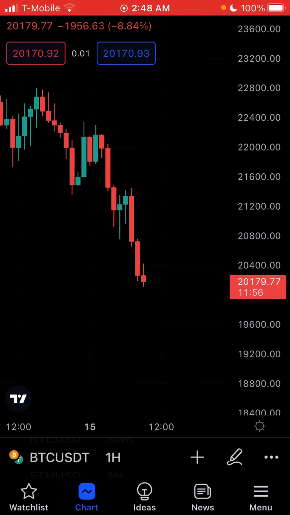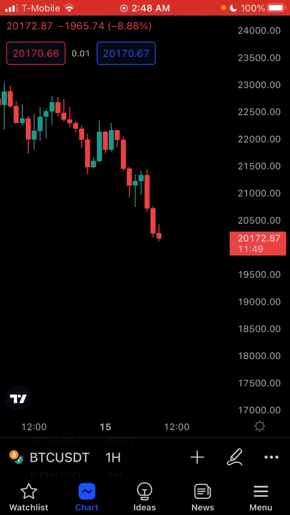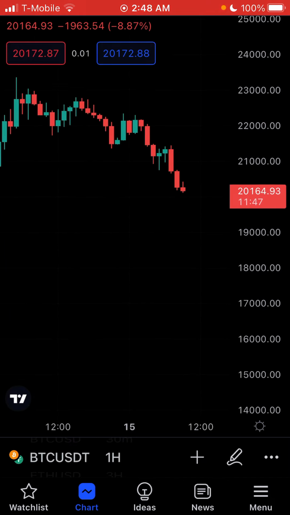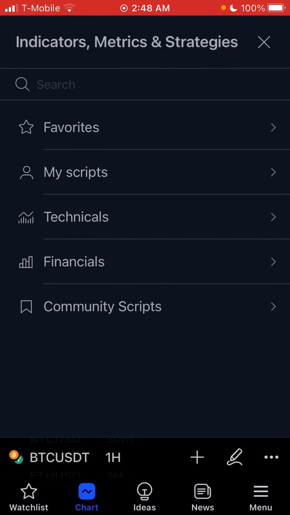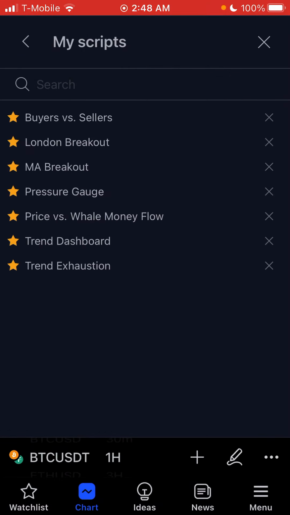the indicators that you need to get first, and I'm gonna load them up one at a time so you get a better idea of what you have to do. First thing you're gonna do is you're gonna get the pressure gauge. Now this is a paid indicator, so links are below if you want to get it.